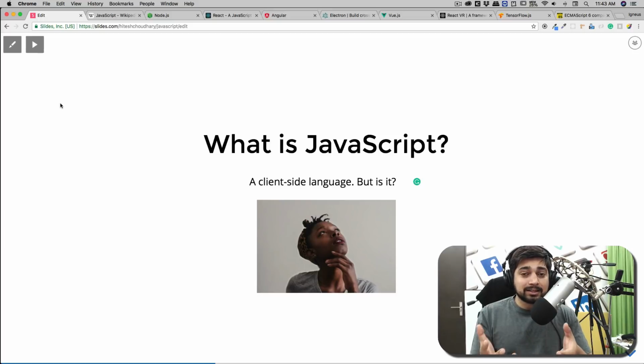First and foremost, what is JavaScript and where can it be applied? The second important question is, what's the difference between Java and JavaScript? And yes, we are still doing that question. And the third thing is, what is this ES6, ES7, ECMAScript?